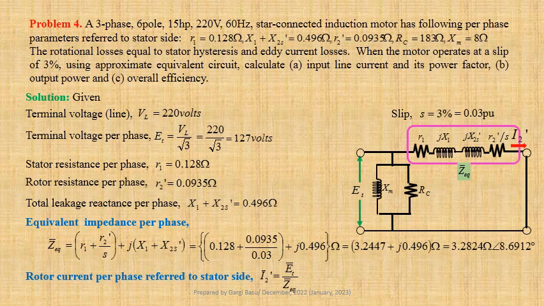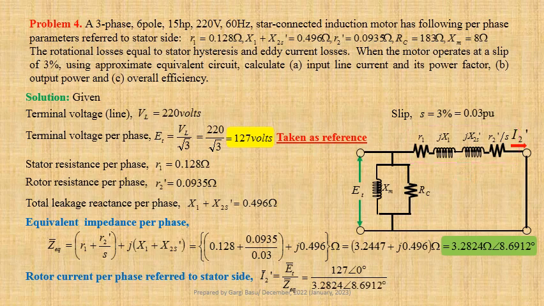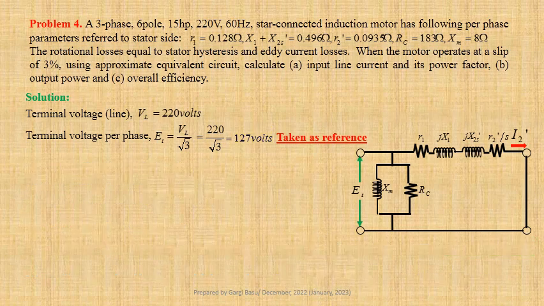Expression for rotor current per phase referred to stator side I2 dash equals ET divided by ZEQ. Taking terminal voltage per phase ET as reference, we get I2 dash equals 127 at an angle 0 degree divided by 3.2824 at an angle 8.6912 degree. That gives us 38.6912 ampere at an angle minus 8.6912 degree.